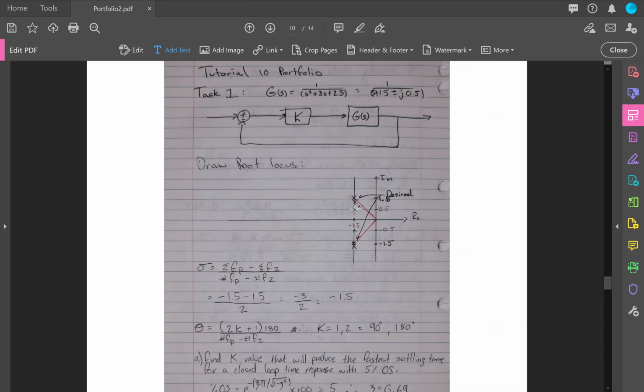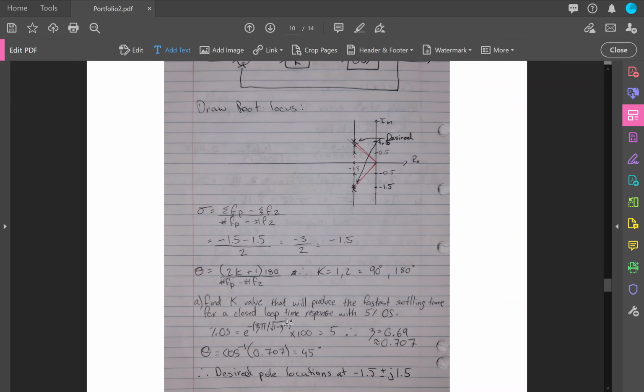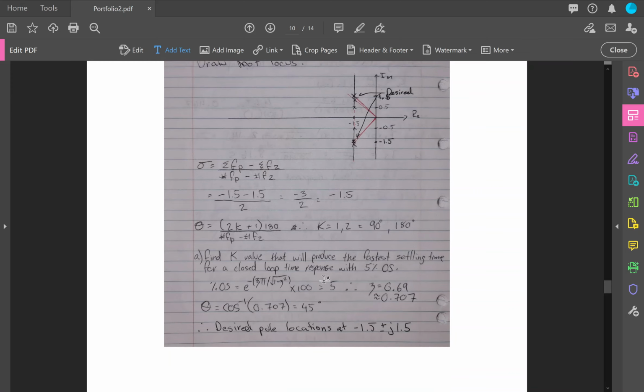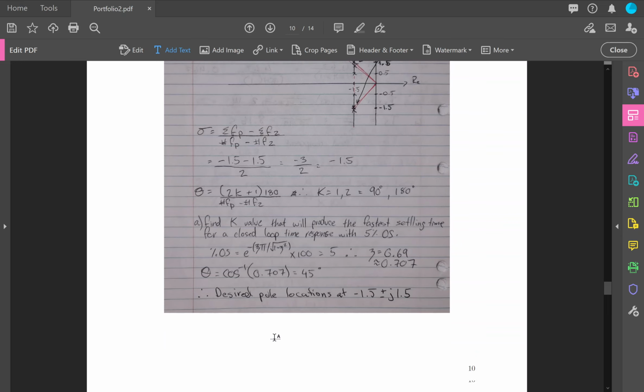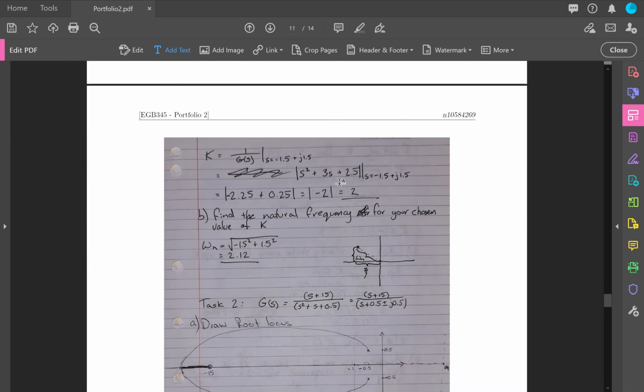And then we can basically see from any point where the poles are outwards, you can choose a value of k that will meet certain criteria. So for question A, we need to find a k that will give us the fastest settling time with a 5% overshoot. So what we do is we solve for gamma using the overshoot equation, which we can roughly estimate to about 0.707, which is 45 degrees, and find our desired pole locations, which are going to be on this line. We just have to work out a value of k that makes that possible.